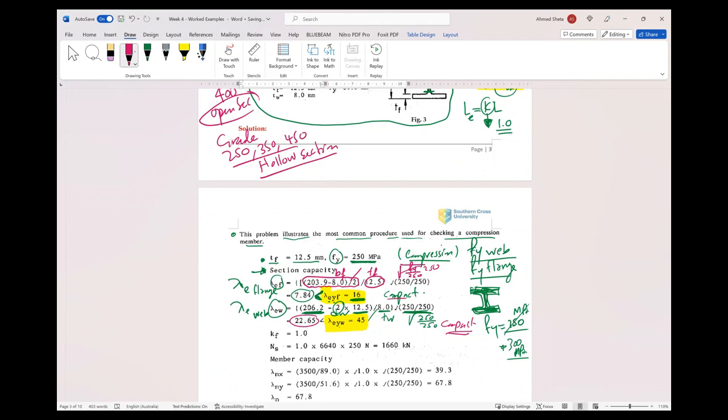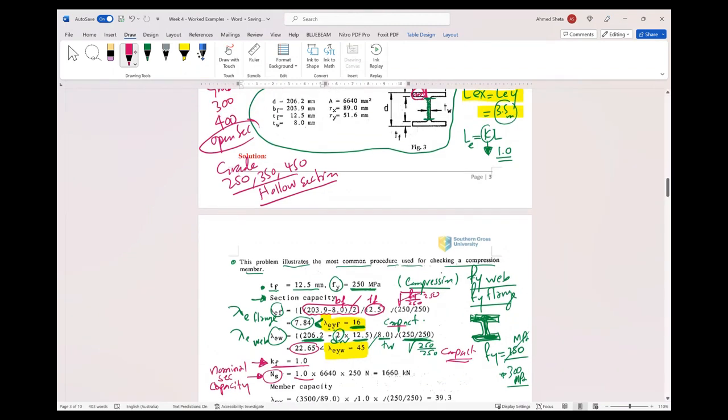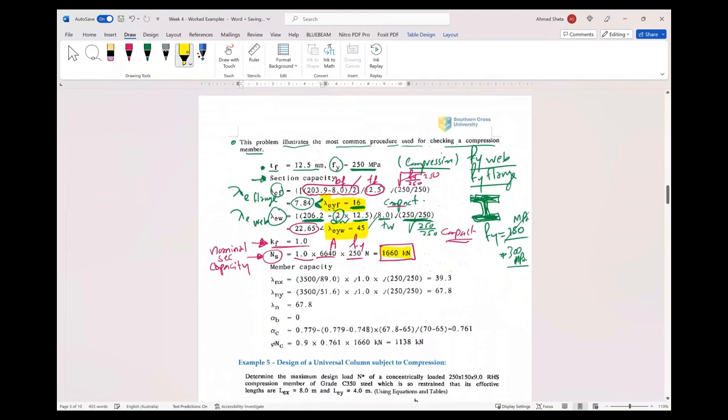And from the standard, KF for this section, the shape factor, will be 1. So the nominal section capacity NS equals KF times A, the cross-sectional area, times 250, which is F yield, which gives us NS equal to 1660 kilonewton. So this is the nominal section capacity.